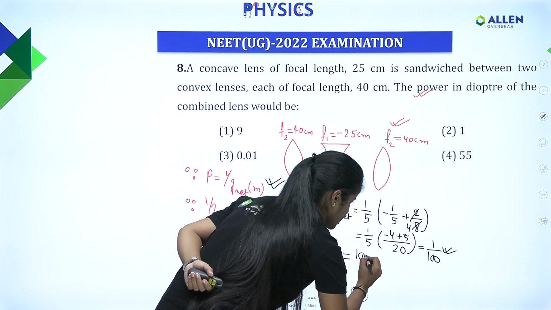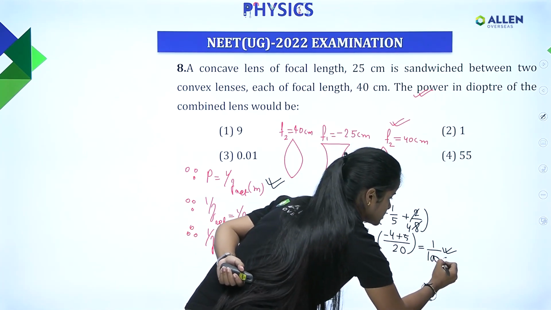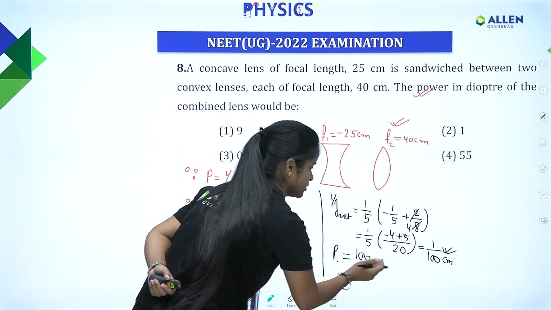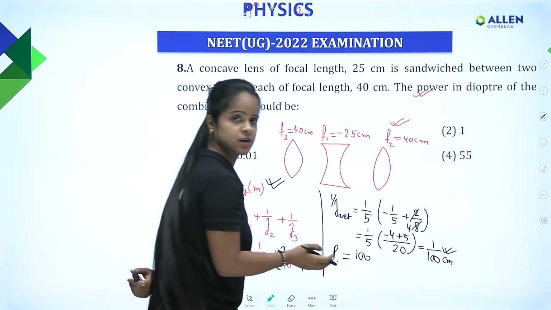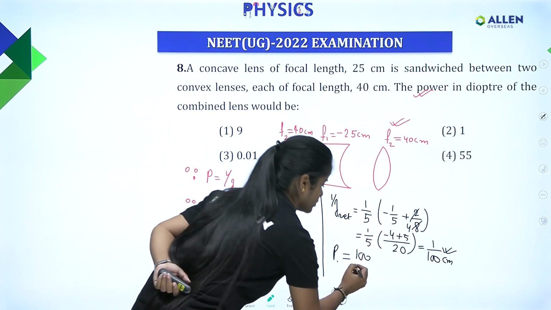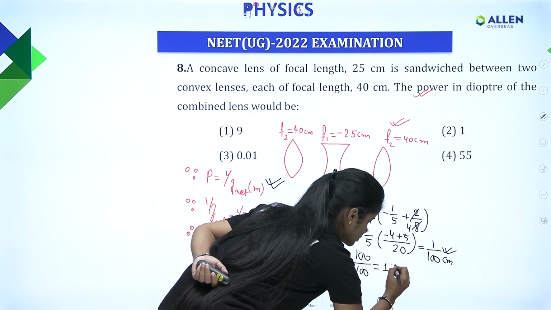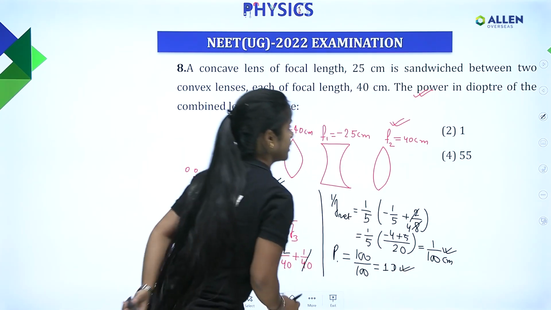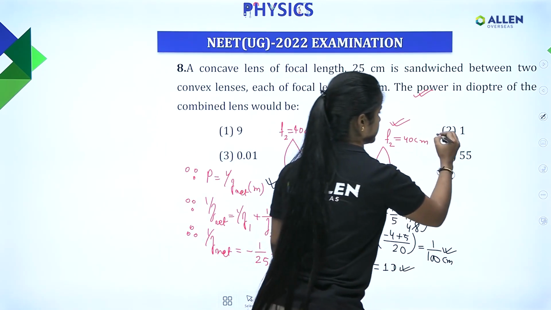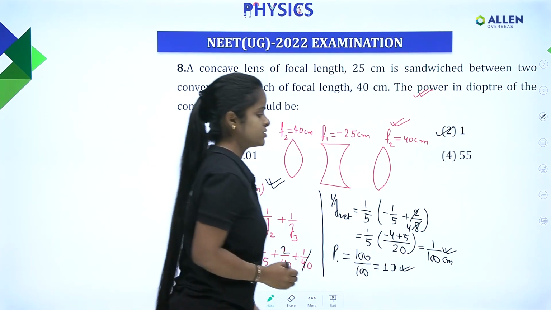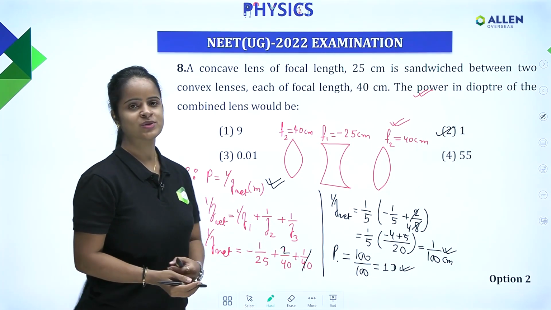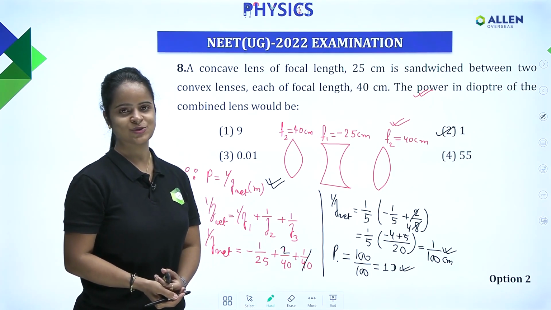Here I am going to convert this, which was in centimeter, right? So in this condition, after converting this centimeter into meter, it will be 100 by 100, right? So after solving this part, you are going to get 1 diopter. That is given in our option number 2, and the same thing is written there. That is, option number 2 is the correct option. Hope it is clear to everyone.